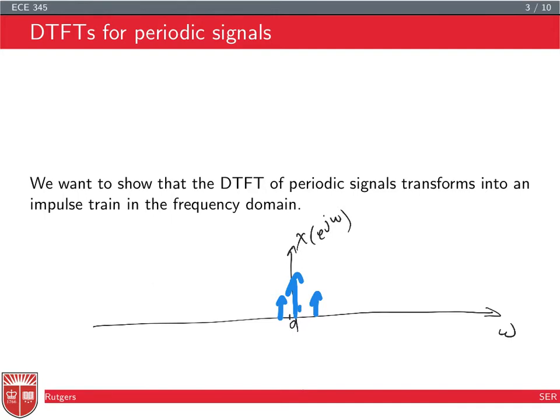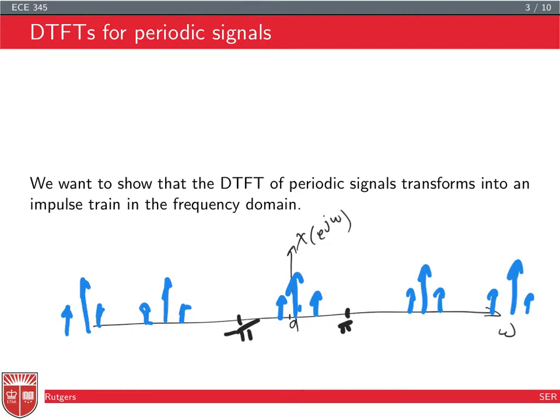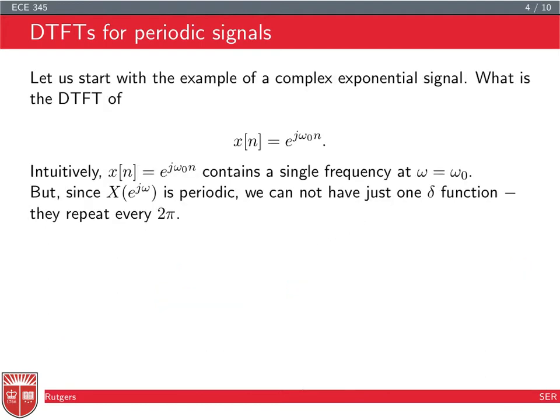So if this is, for example, plus π, and this is negative π, and so on and so forth, what you would have is this pulse repeated. You would have the same shape here, repeated here and repeated here, every 2π, and also here. So it looks like an impulse train. And I want to describe this in more detail in the next few slides. Let us start with an example.